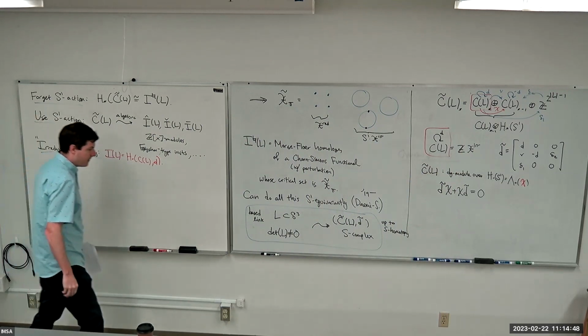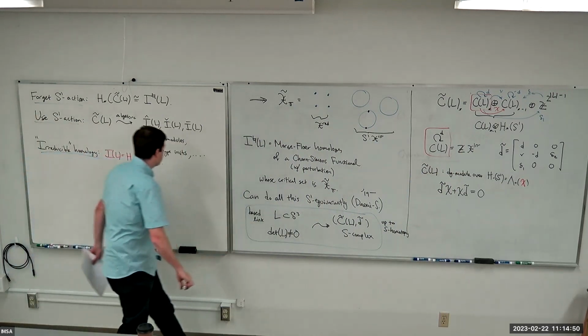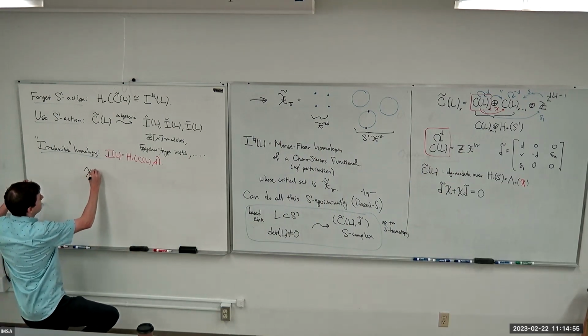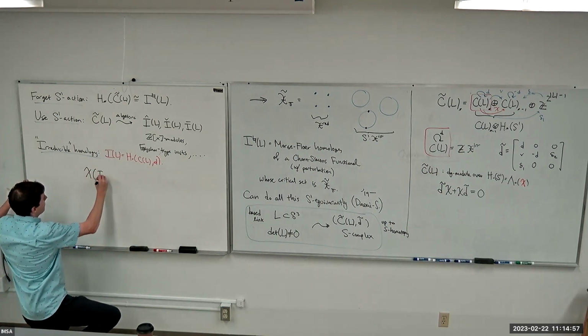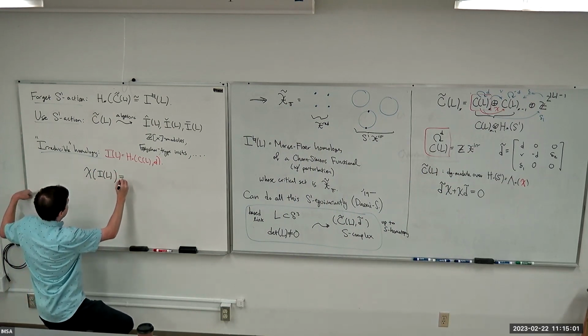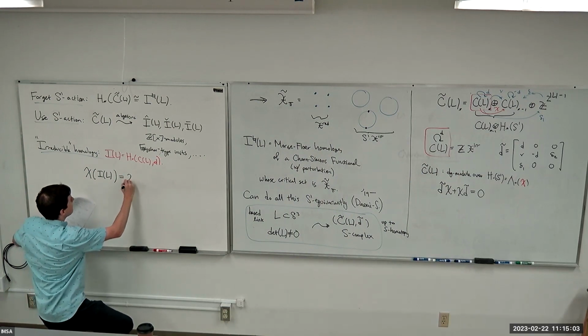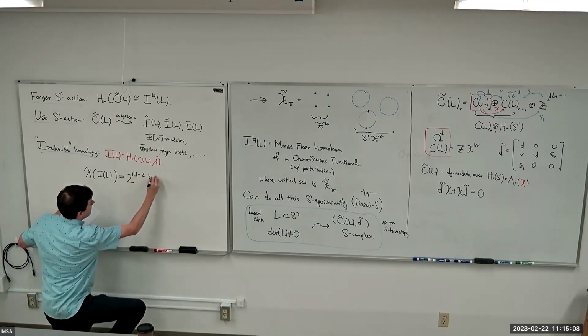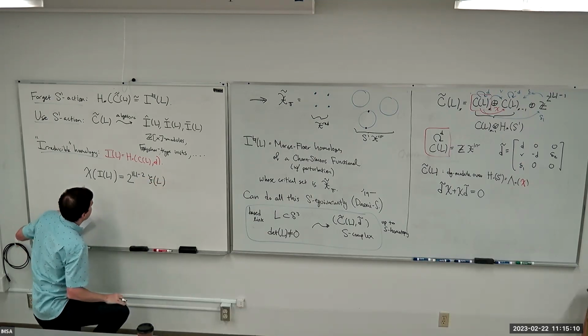Now this theory is very interesting for a number of reasons. Let me tell you why. So one thing is that the Euler characteristic of this theory is equal to 2 to the number of components minus 2 times the Murasugi signature of the link.